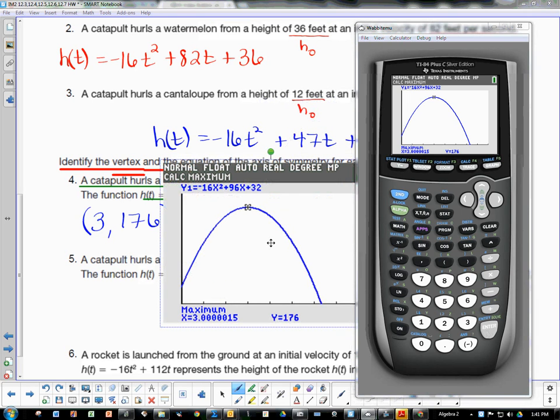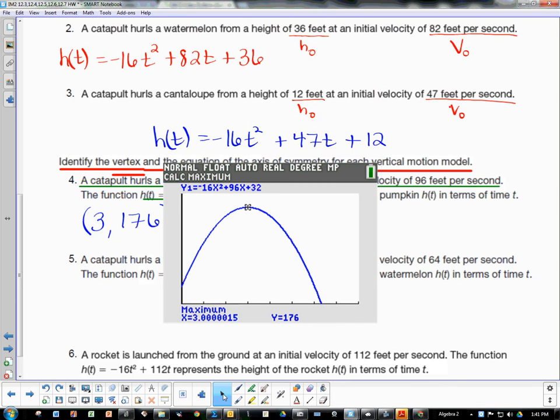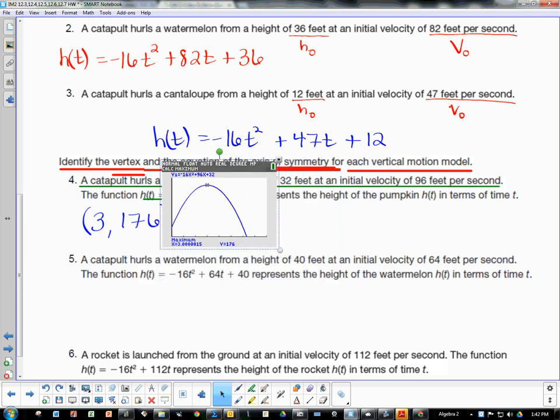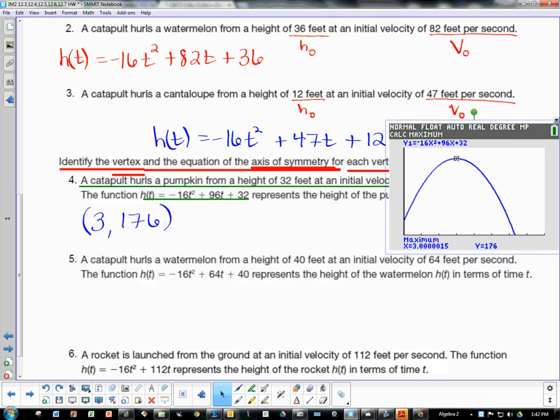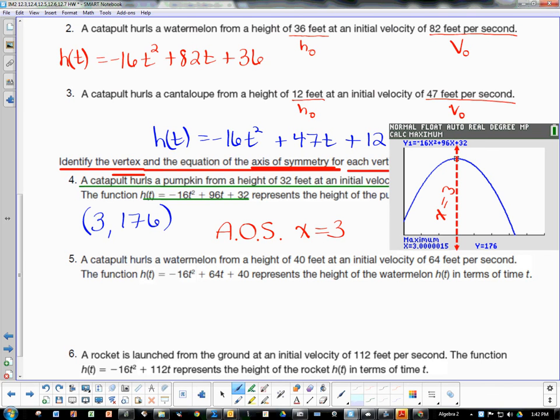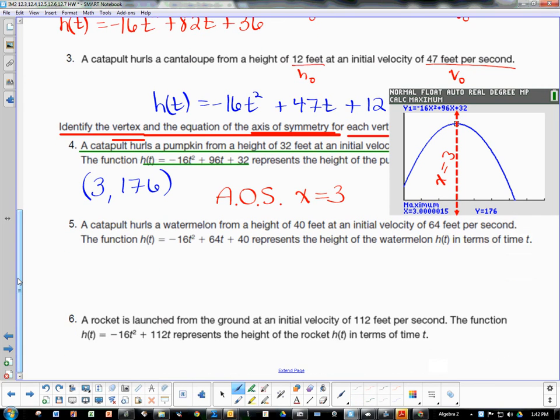All right, let's pull this graph over here, and we'll make this a little bit smaller. We can cover some things up. Here we go. Now the axis of symmetry is this vertical line that comes down through the vertex. Now a vertical line has the equation x equals something. Well, in this case, x equals 3. So we can say here the axis of symmetry is x equals 3. And we're done. Number 5, a catapult hurls a watermelon.